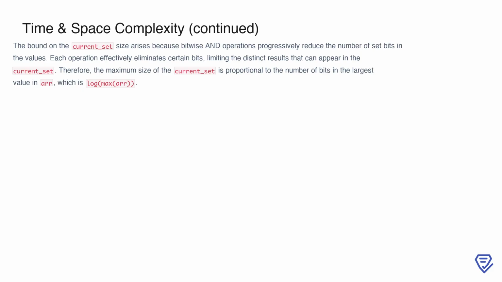In fact, its maximum size is proportional to the number of bits in the largest value in the array, which is given by log max R. This mathematical property is what allows the optimized solution to efficiently keep track of the necessary results and maintain its logarithmic complexity in terms of the maximum value in the array.